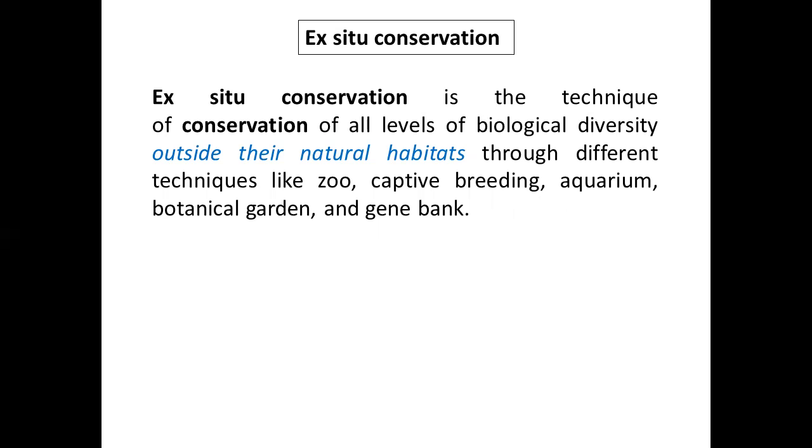Ex situ conservation means you are not able to conserve them in their natural place. So you take them to your own place. You create artificially such an environment, such a surrounding, so any plant or any animal can grow there. So it is ex situ conservation.